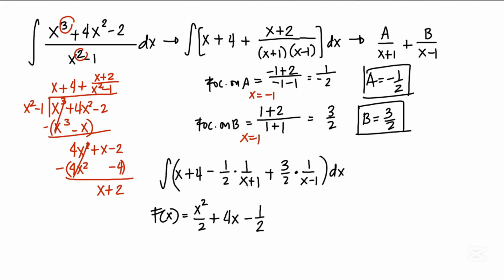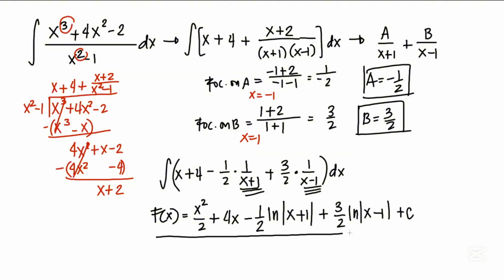Since you have your x plus 1, it's pretty obvious that your du is already 1. So, no problem with using ln|x plus 1|. And then you have 3 halves over here, plus 3 over 2. Similar situation with earlier, your u will be just x minus 1, so no problem with using ln|x minus 1| plus c. So, this is the integral of x cubed plus 4x squared minus 2 over x squared minus 1.